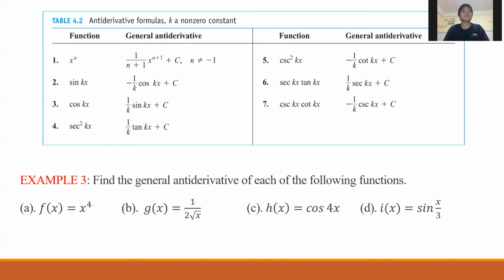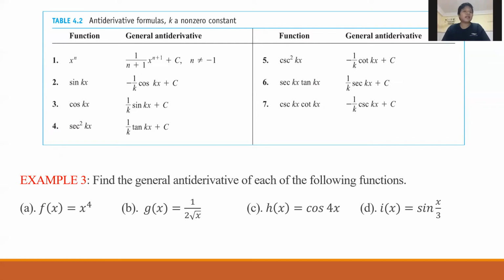4. Secant squared of kx gives 1 over k tangent of kx plus C. 5. Cosecant squared of kx gives minus 1 over k cotangent of kx plus C. 6. Secant of kx multiplied by tangent of kx gives 1 over k secant of kx plus C. 7. Cosecant of kx multiplied by cotangent of kx gives minus 1 over k cosecant of kx plus C.